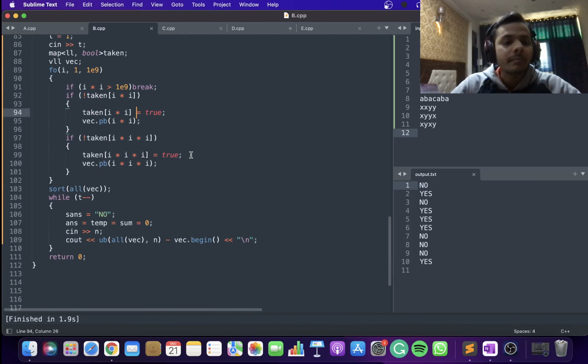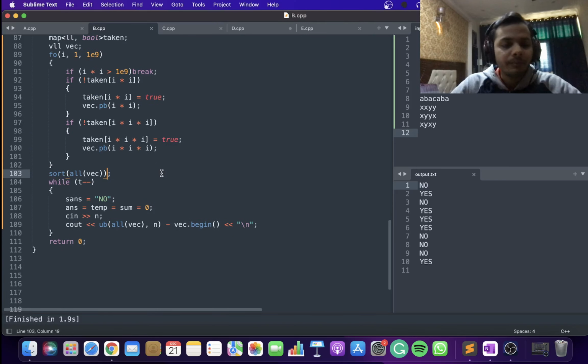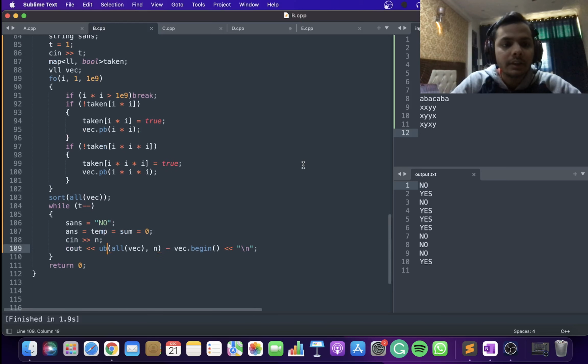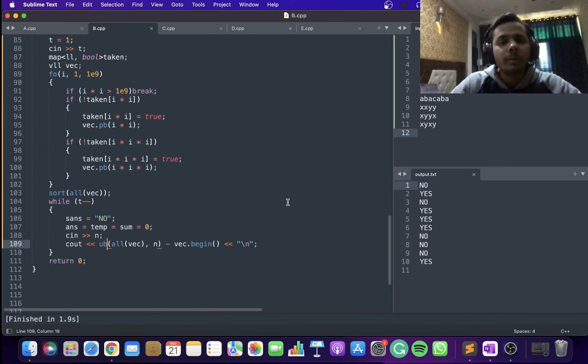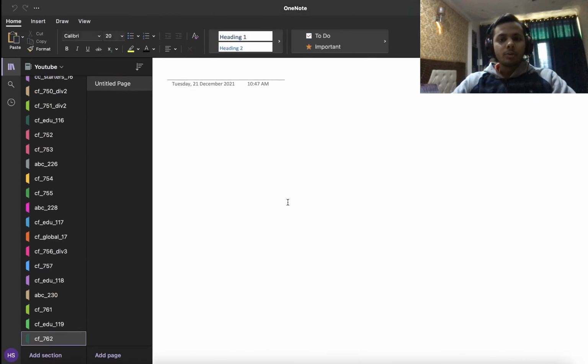And then I will just sort the vector, and finally in the test case I will read n, and using upper bound I can easily find the total number of numbers in my vector which are less than or equal to n. So yeah, this is it. This is the solution to problem E done. Let's move on to problem C now.